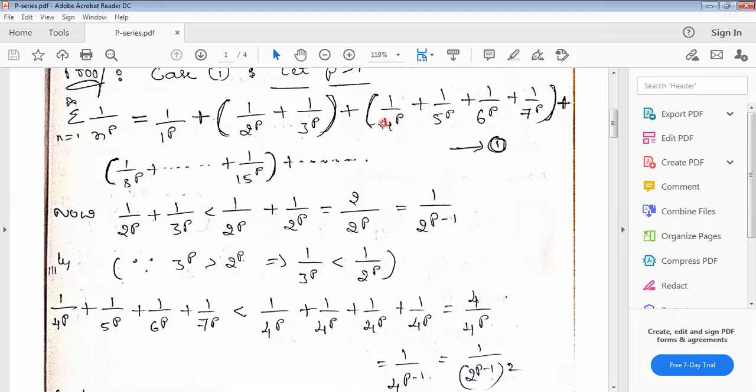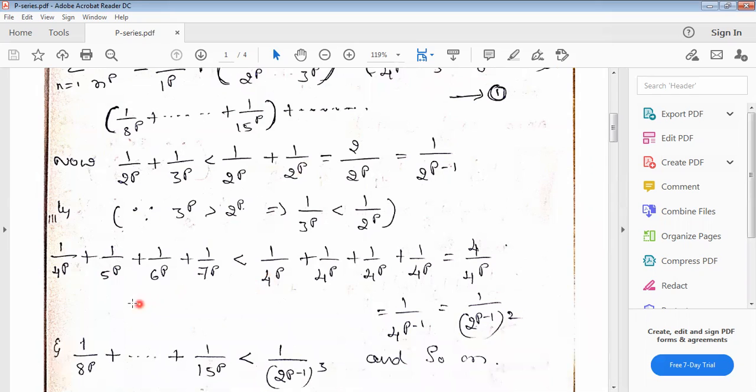See, similarly, concentrate on this group. This sum can be written as 1 by 4 power p plus 1 by 5 power p plus 1 by 6 power p plus 1 by 7 power p is less than 1 by 4 power p plus 1 by 4 power p plus 1 by 4 power p plus 1 by 4 power p, which is nothing but 4 times 1 by 4 power p, and simplifying we get 1 by 4 power p minus 1. Writing 4 as 2 square, this can be written as 1 by 2 power p minus 1 whole square.